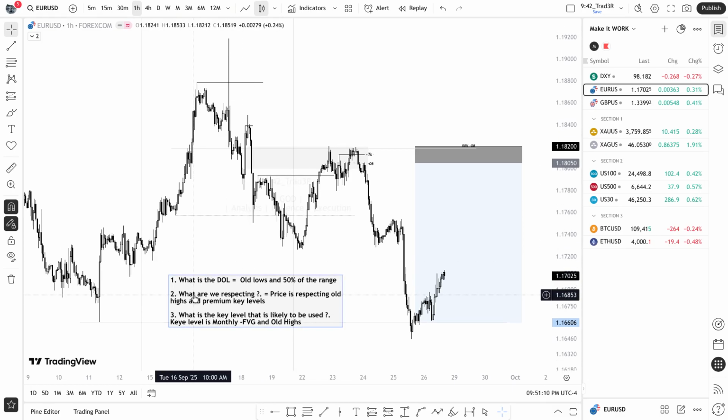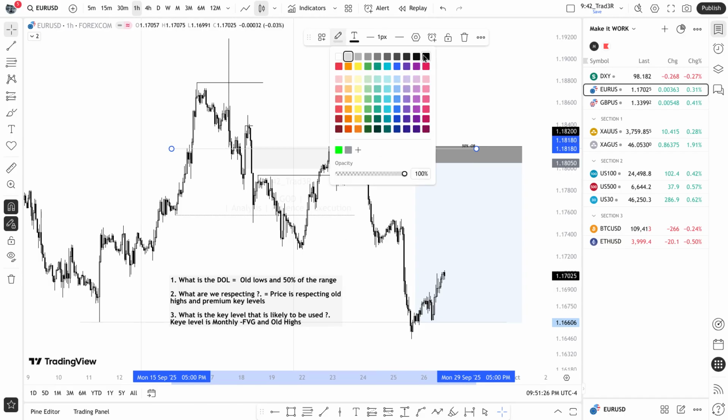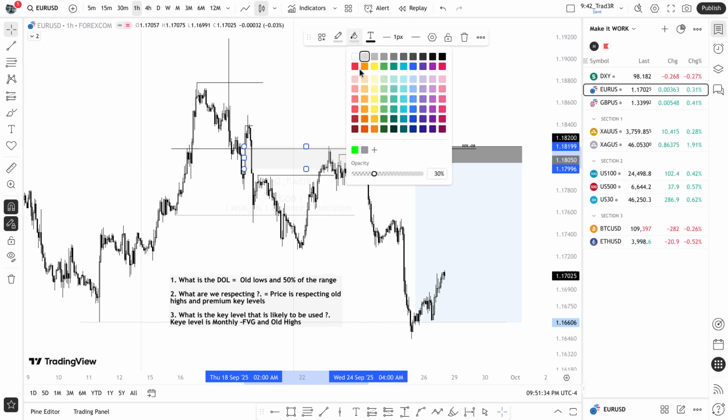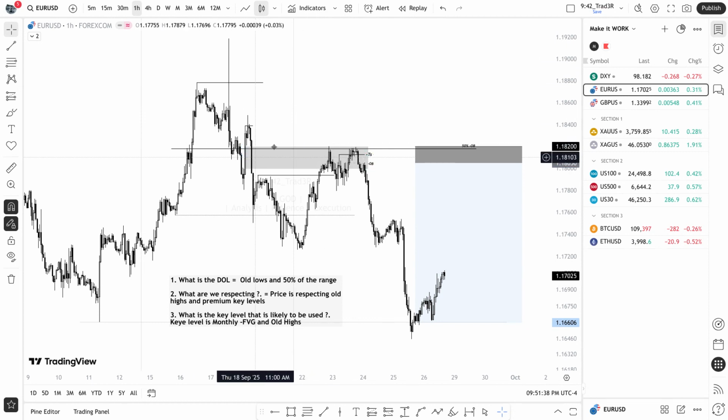Then question number 2, what are we respecting? Price is respecting old highs and premium key level. You can see how we are respecting the highs. Then question number 3, what is the key level price is likely to use? You can see daily, the 50% of the daily range, the daily order block rather. You can see price respecting it here, and also this hourly balanced price range, which is the fair value gaps that are overlapping themselves. You can see price respecting it.